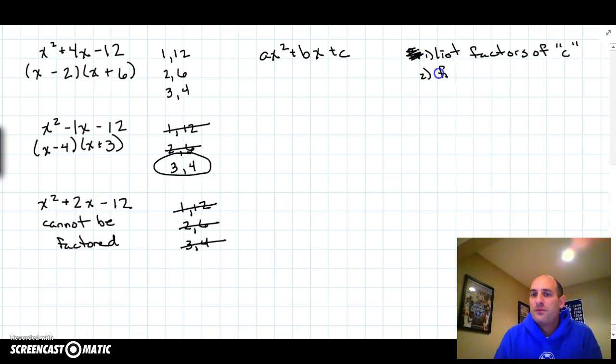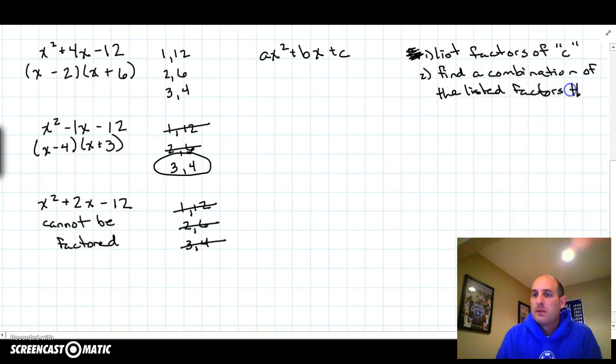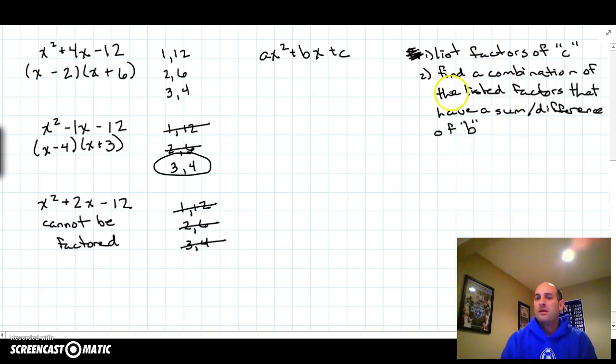Secondly, you're going to find the combination of the listed factors that have a sum or difference, add or subtract, of B, that middle term. And then you can go from there and use that template where you're looking at the sets of parentheses.